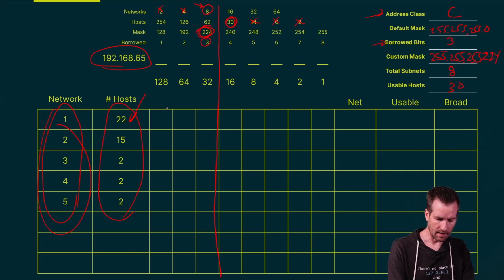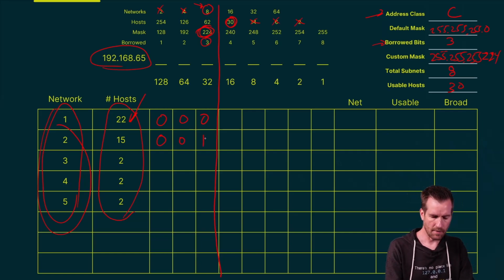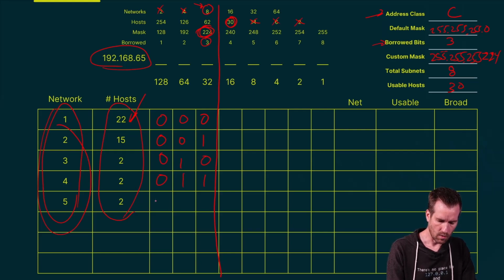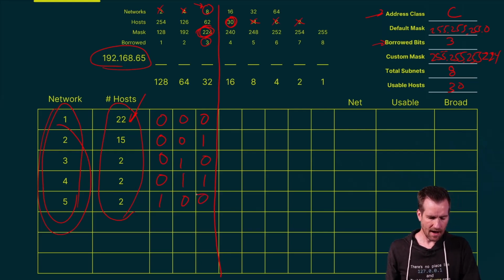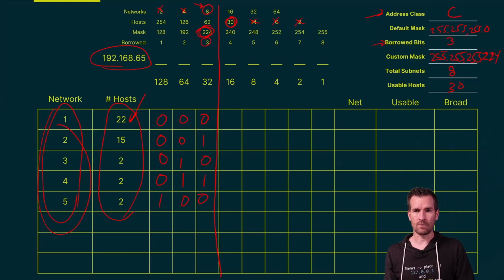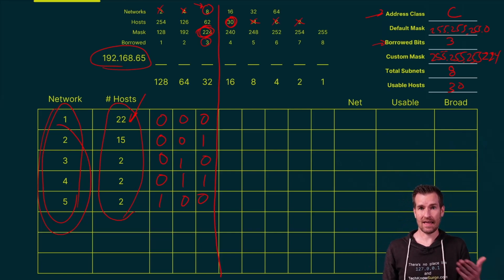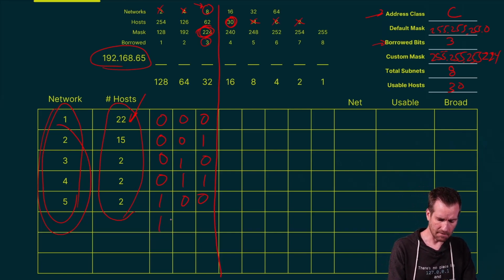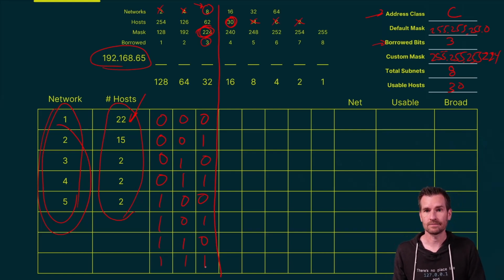So the first one here, we're going to just do 0, 0, 0. And then next is 0, 0, 1. So this is where your binary counting comes into play here. 0, 1, 0, and so on. Now that's all we really need to plan for because we don't have the extra networks needed. But because we have the space and because this is a learning experience, I'm going to fill in the rest of this as well. So I'm going to figure out what all of our networks are going to be.